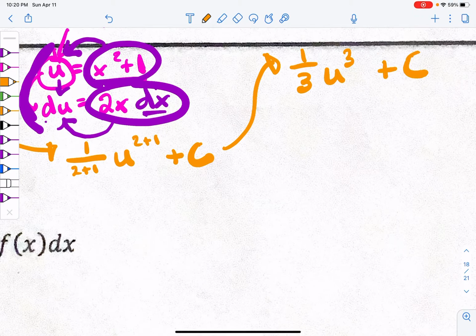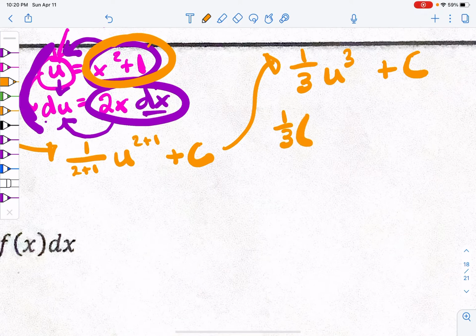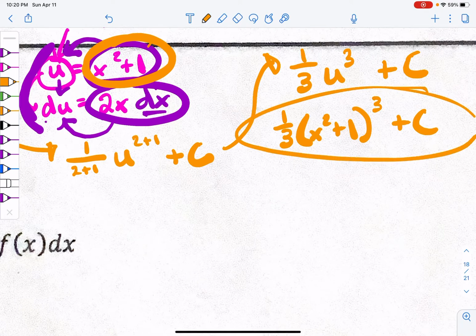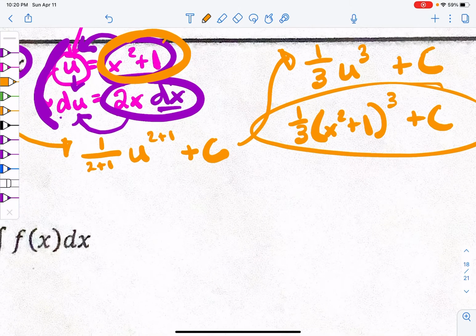And that would be my antiderivative, but now I go back through and plug in what we renamed u to be, which was x squared plus 1. So I have 1/3 x squared plus 1 to the third power plus c. Okay, and this is going to be my final antiderivative. Okay, I know that was a little confusing. Let's go through another one, and the more we do this, the easier it will become.